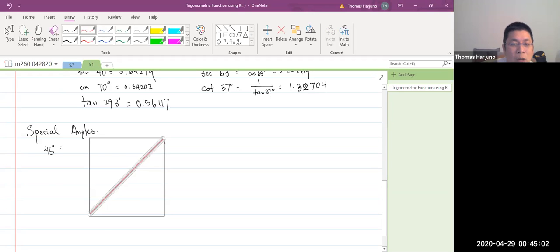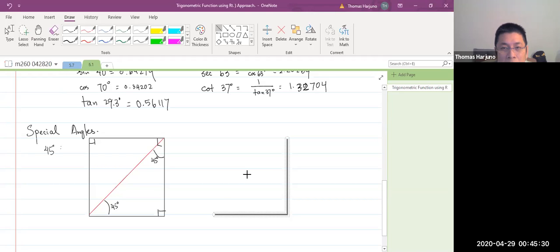Now we know a square has 90 degree angles. Therefore, when we bisect that, this angle becomes 45 degrees. Of course, this one is 45 degrees also. Now, if I pull that triangle out, then you will see that we have what we call an isosceles right triangle. Isosceles because these two sides are congruent, right triangle because we have one right angle in there.